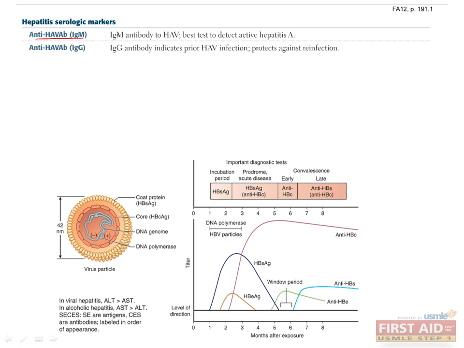Anti-hepatitis A virus antibody, IgM, is the best test to indicate if a patient has active hepatitis A. Anti-hepatitis A virus IgG antibody indicates that the patient had a hepatitis A infection and will protect this patient from being reinfected in the future.